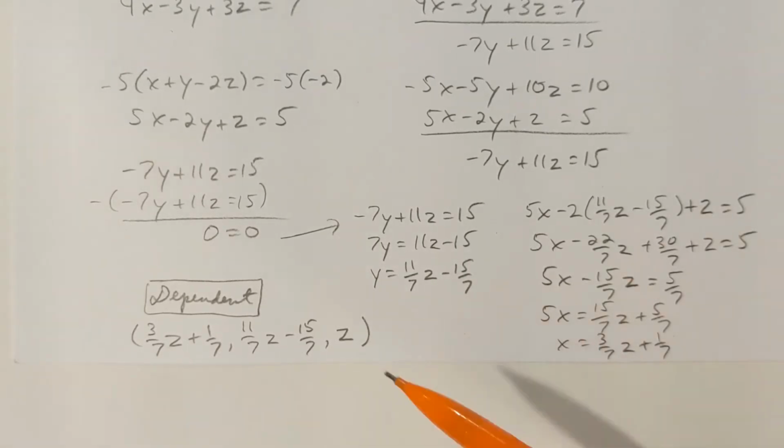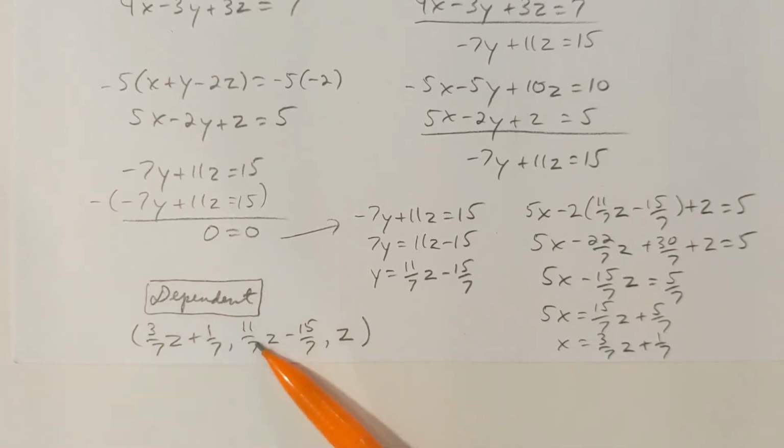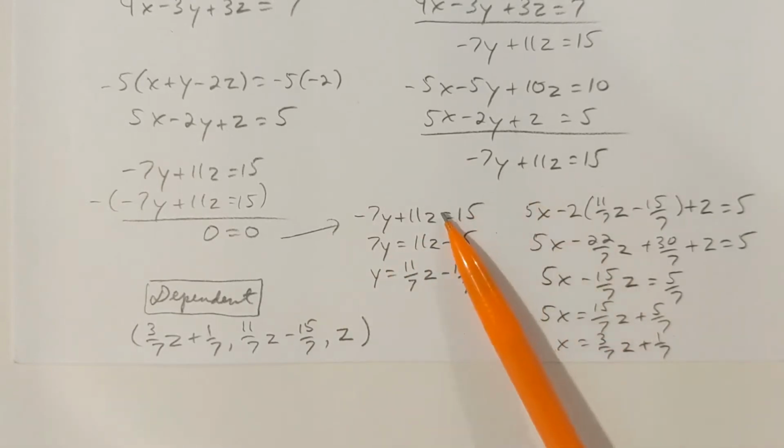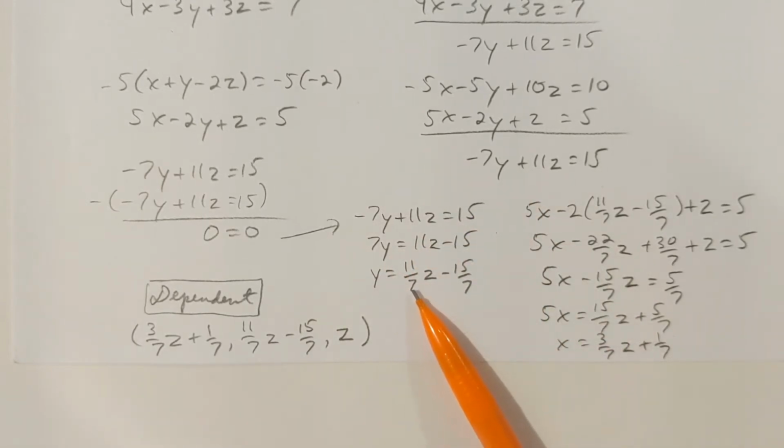When I give my answer here, I'm giving it as an ordered triplet, x, y, and z. I want everything to be in terms of x, or in terms of y, or in terms of z. I've got everything in terms of z here. So to get y in terms of z, I would just solve this equation here for y. y = 7/11 z - 15/7, and that's going to go in the y coordinate.